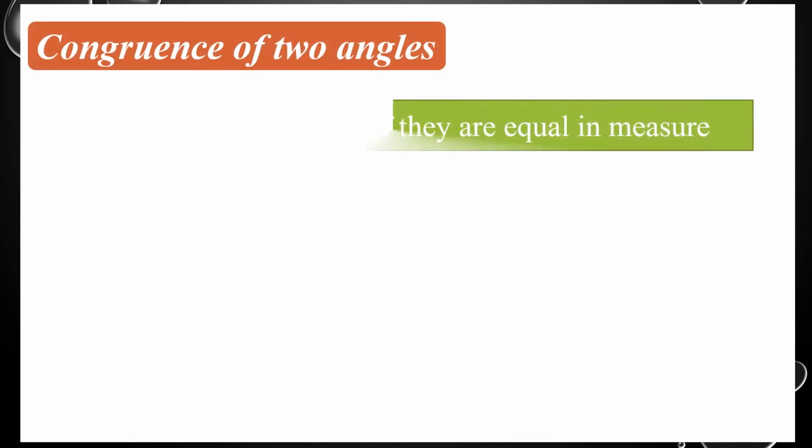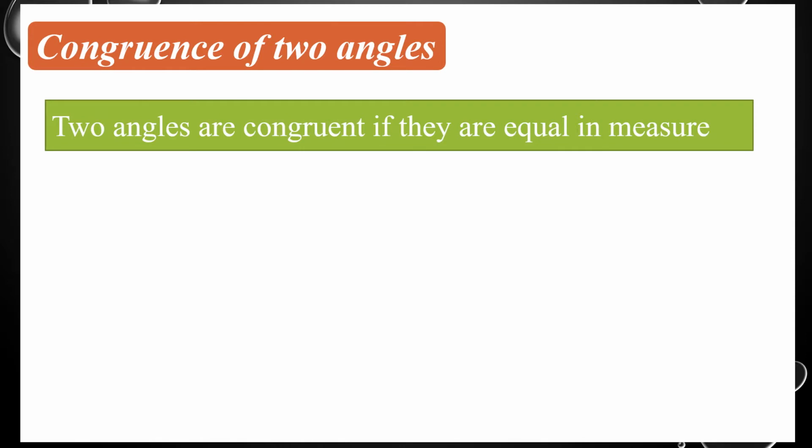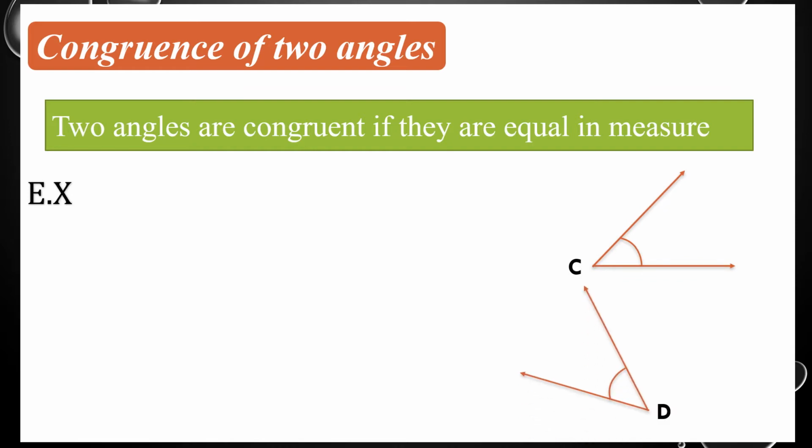Congruence of two angles. Two angles are congruent if they are equal in measure. For example, angle C and angle D. If the measure of angle C equals the measure of angle D, then angle C is congruent to angle D. If the measure of angle C equals 60 degrees, as an example, then the measure of angle D will be 60 degrees because they are congruent. The two angles are congruent, so they are equal in measure.